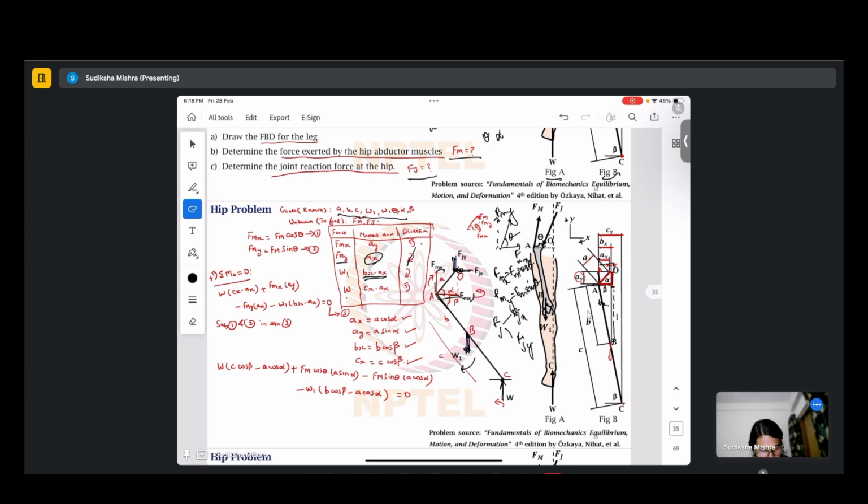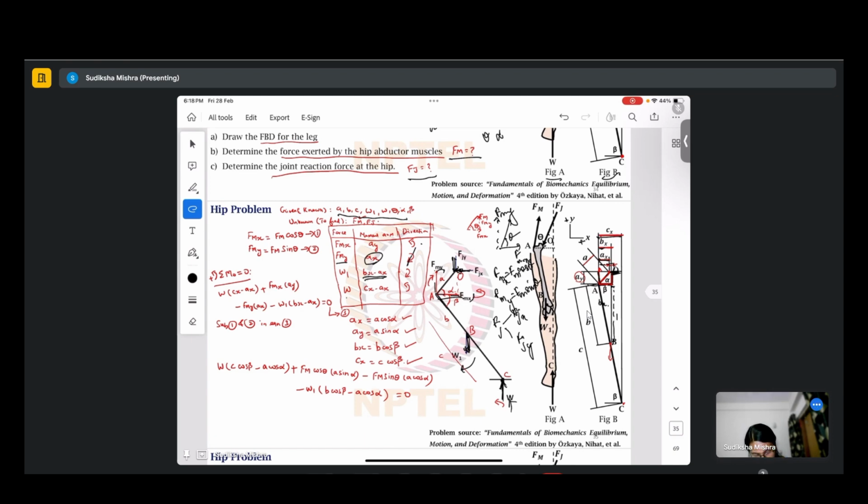Now coming to w, which is acting here in this direction, this is ax, this is cx, so the distance between the origin and this, the moment arm, is basically this portion, which is cx minus ax. Coming to the direction, it's acting here, so it will move in this direction.